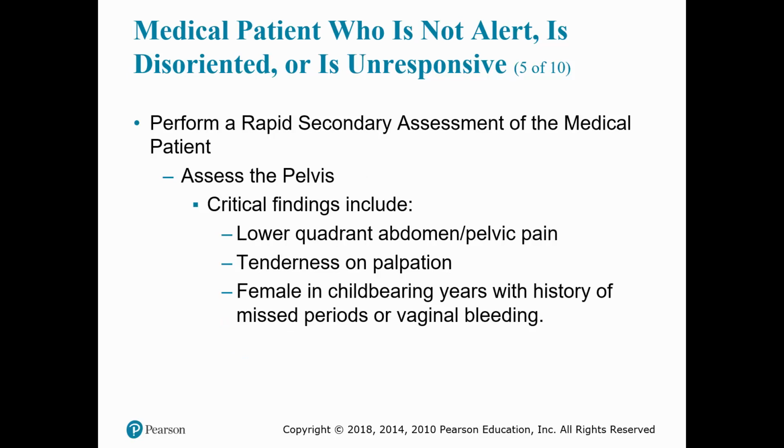Assessing the extremities, we want to note any excessive peripheral edema, assess for pulses, motor function, and sensation. Also look for any medical identification jewelry or tags around the wrist or ankle. Excessive edema could indicate congestive heart failure, fluid overload, or a clot blocking a vein in that extremity, DVT.